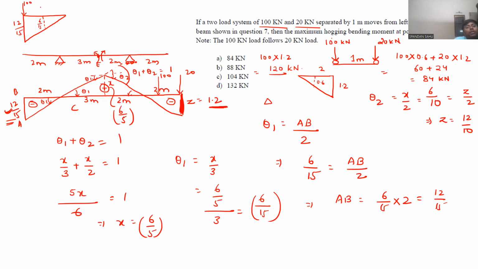When we place 100 kilonewton here and 20 kilonewton here, for this case it will give 100 into 12 by 15 plus 20 into 6 by 15. From this case, we are getting 88. From the previous case, we are getting 84. And from this case, 120.